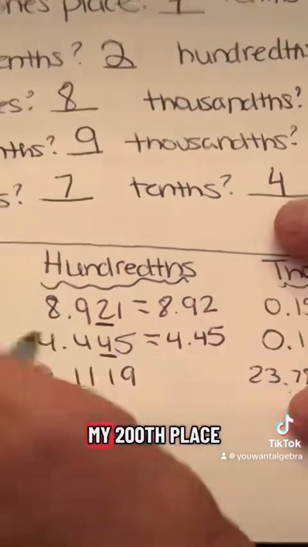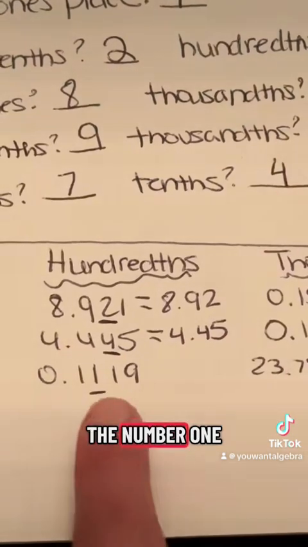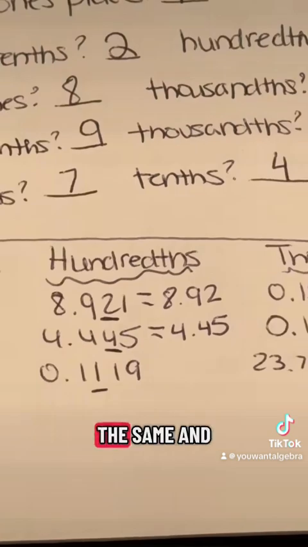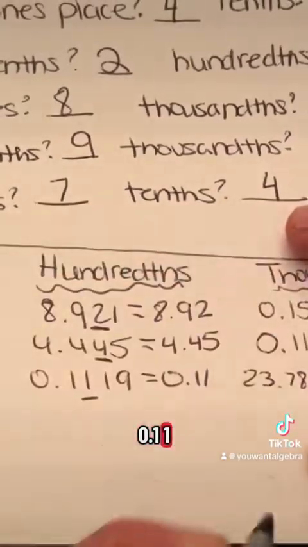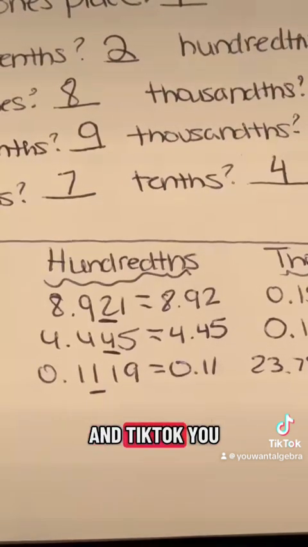My next one, my hundredths place, is the second 1 there, and we look at the number 1 right after it, and since 1 is lower than 5, we keep it the same, and that would be 0.11.